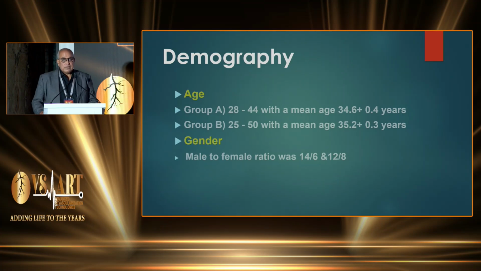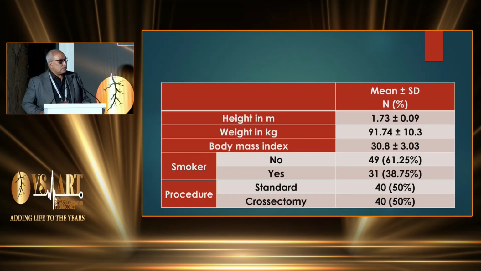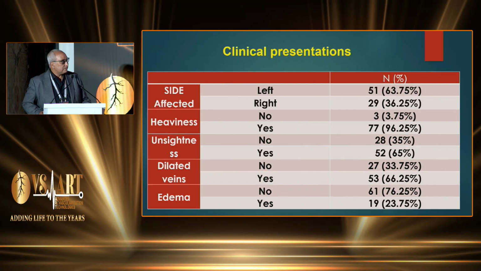Regarding the demography of our results, our age was about 34.6, and the male to female ratio in both groups was about 14:6 and 12:8. The body mass index in our series was about 31. 30% of our patients were smokers, and the procedure was done in 80 persons. The side affected was more often the left side, more than 60%.